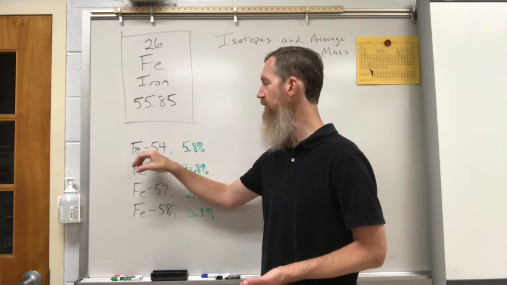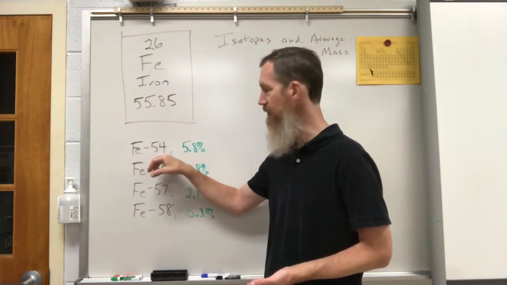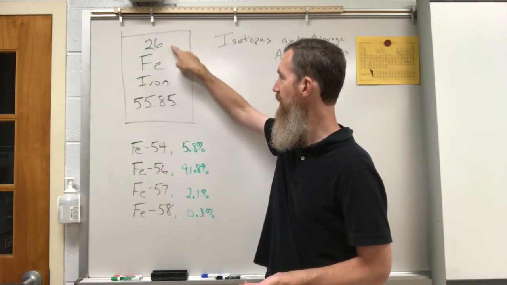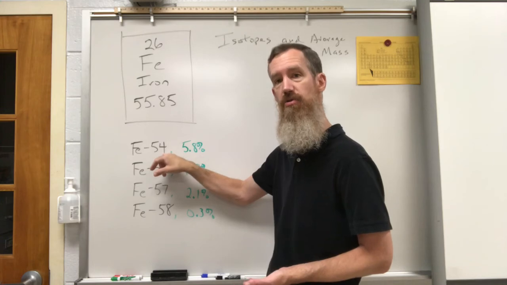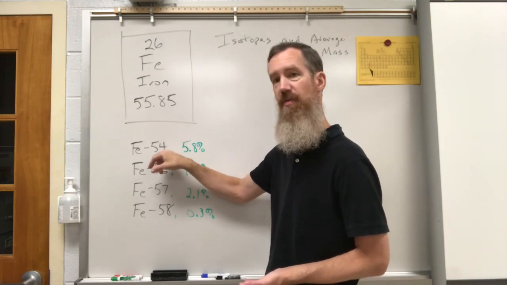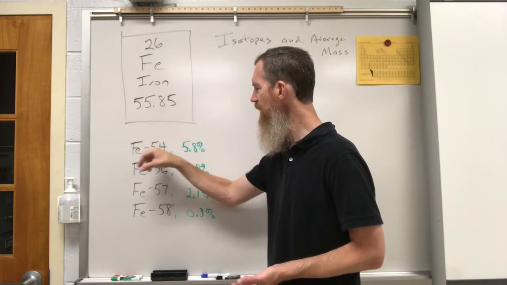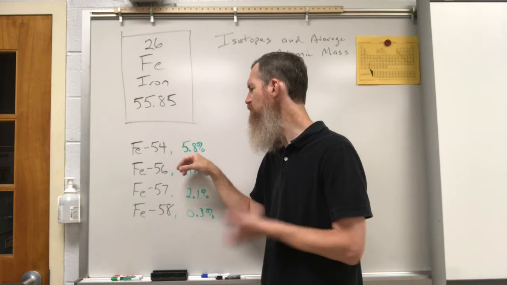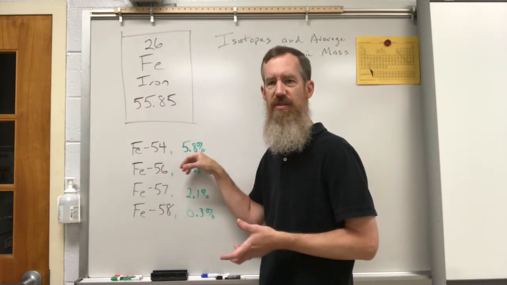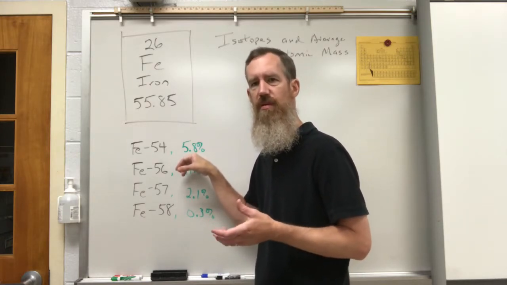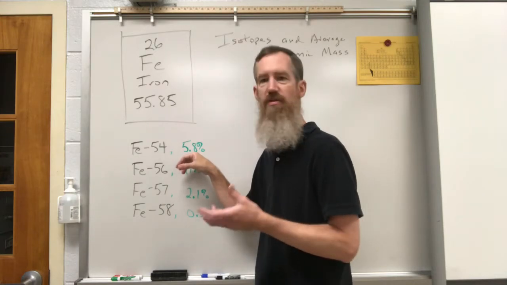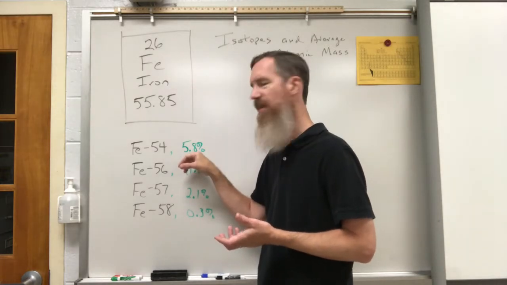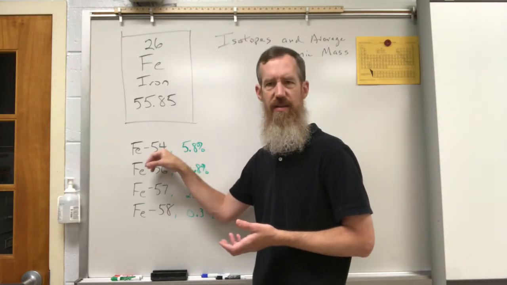There's a version of iron that has a mass number of 54. Well, that means it has 26 protons, and that means it's going to have 28 neutrons, because 26 plus 28 will give me that 54. But that version of iron only occurs 5.8% of the time in nature, as far as we know. And these percentages have been adjusted over the years when we find out more information or find new discoveries. But generally, we believe about 5.8% of all the iron in nature is this kind of iron.